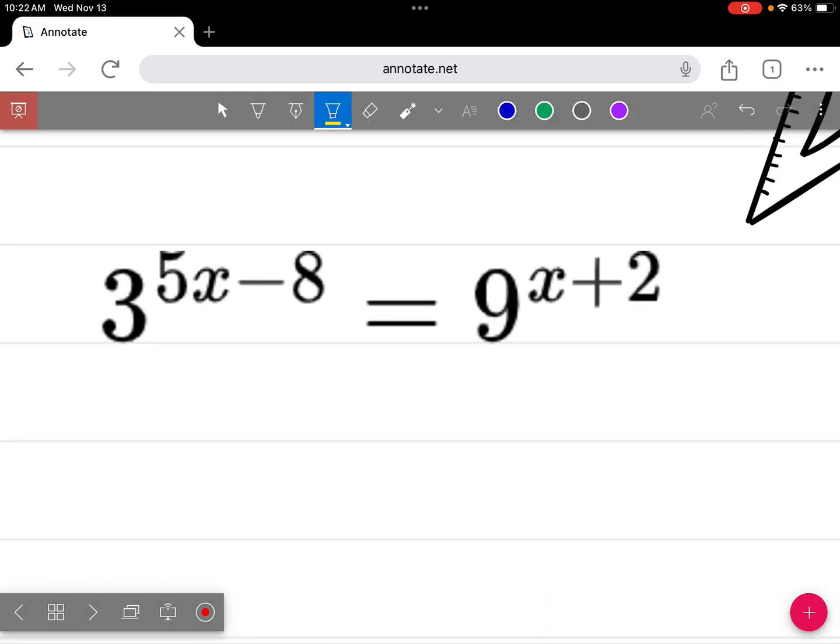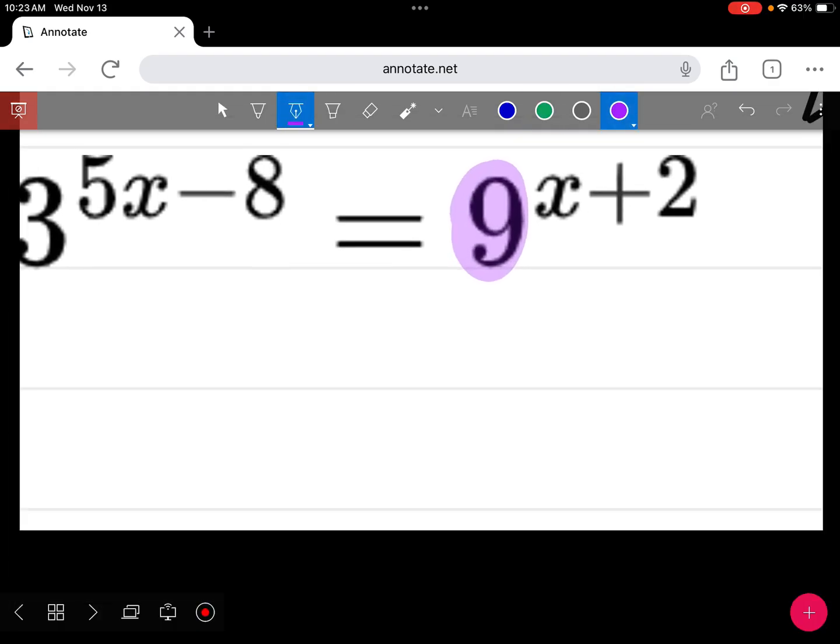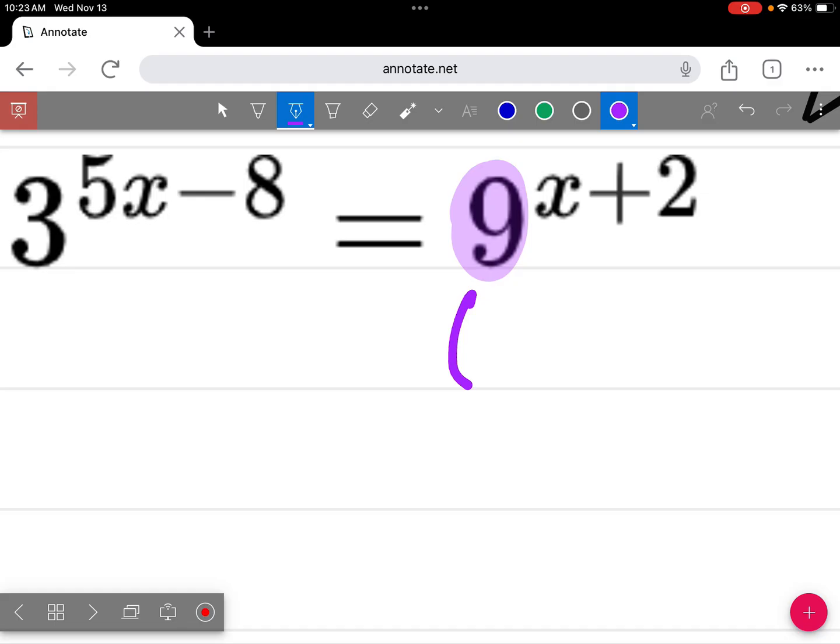Let's look at the right-hand one. The right-hand one didn't come with same bases pre-installed. So what could we do? We don't want to square it, but I want to rewrite one of these. 9 is also known as 3 squared. So I could rewrite this 9 as 3 squared.